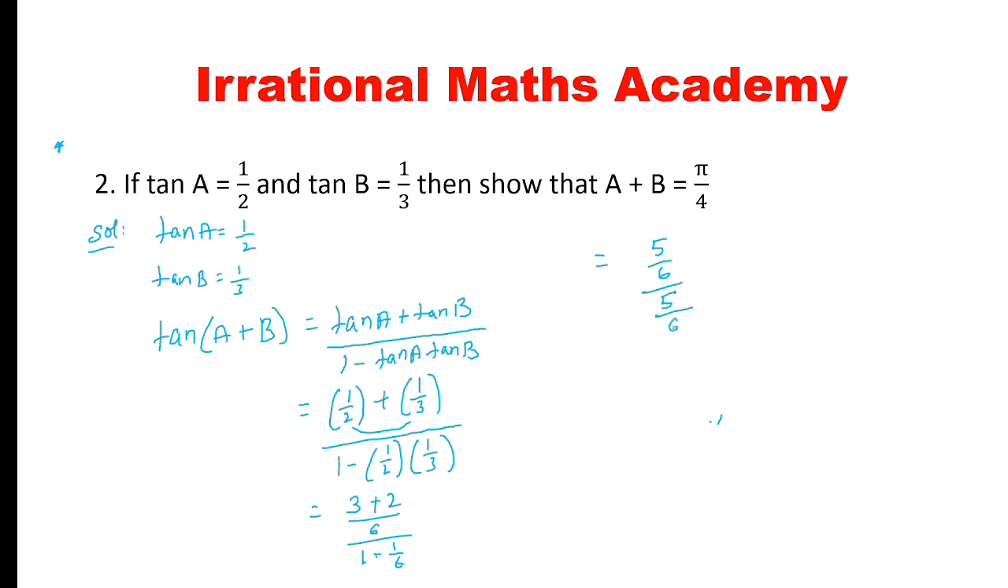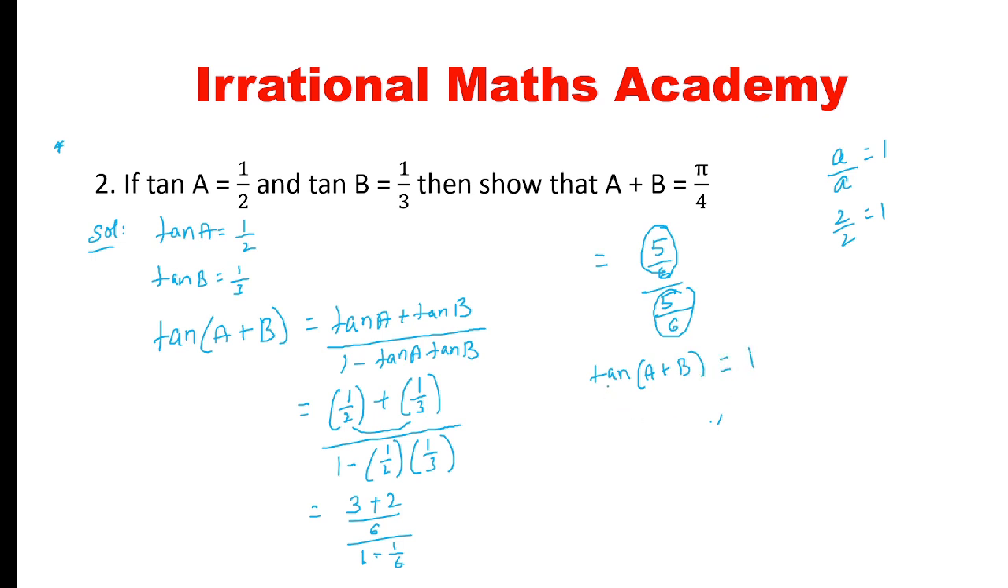5 by 6. If you see here, 5 by 6 upon 5 by 6, it is like A by A. What will you get here? 1. If it is 2 by 2, what will you get here? 1. Same thing. Tan (A plus B) equal to 1 I got.